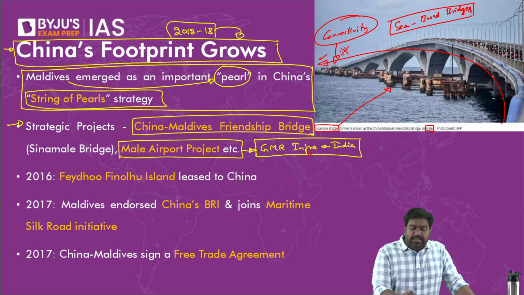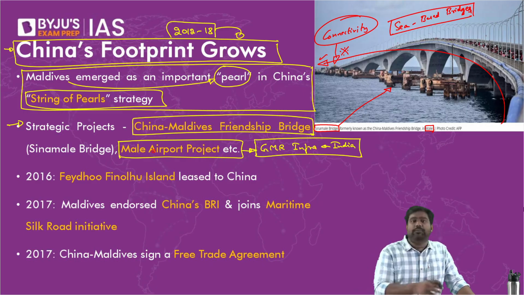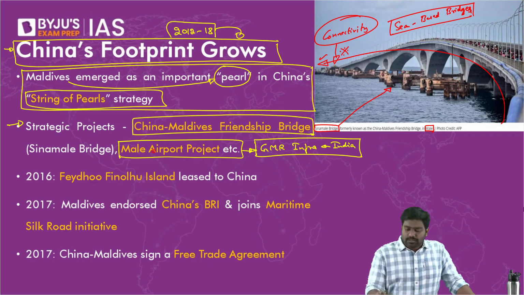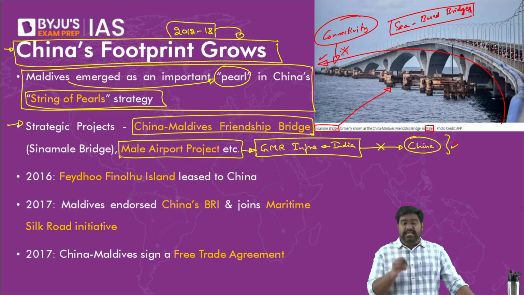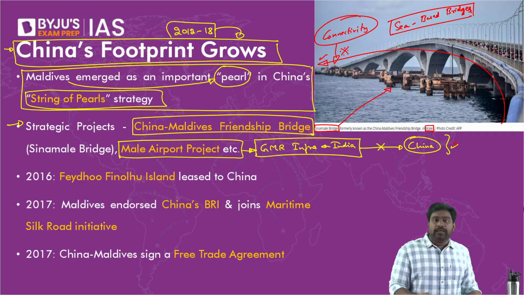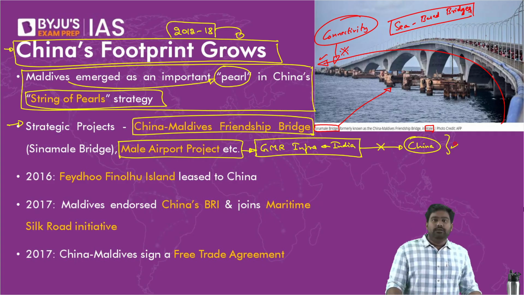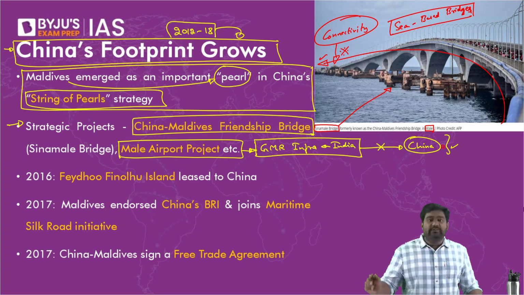So this company had won the contract. It was already developing the Malé International Airport. But all of a sudden, it was cancelled and given away to China. Once Yamin Gayoom came to power, within days, the GMR airport project was cancelled, right? By citing some technical reasons, the project was taken away and given to a Chinese firm.